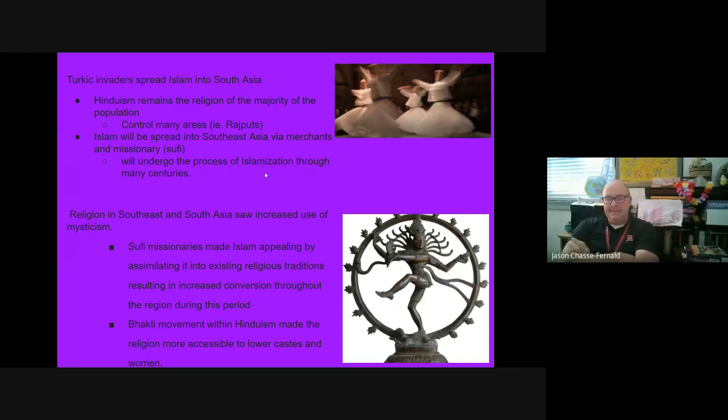And then, of course, Bhakti. The Bhakti movement is very similar to Sufism, but for Hinduism. So Bhakti will make Hinduism more accessible to individuals in lower castes and women. And we're going to see this through a lot of different techniques, but a lot of increased mysticism, and they focus on devotional cults. For example, this is a bronze image that we see a lot in southern South Asia, as well as parts of Southeast Asia. This is Shiva.